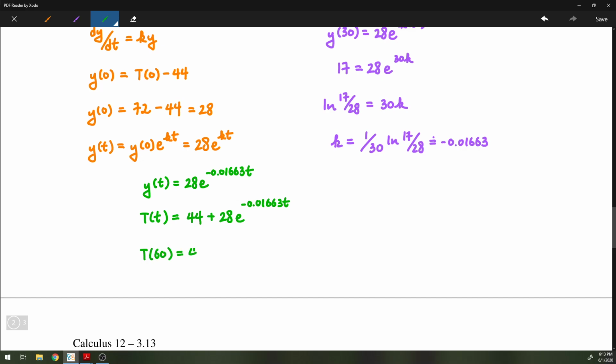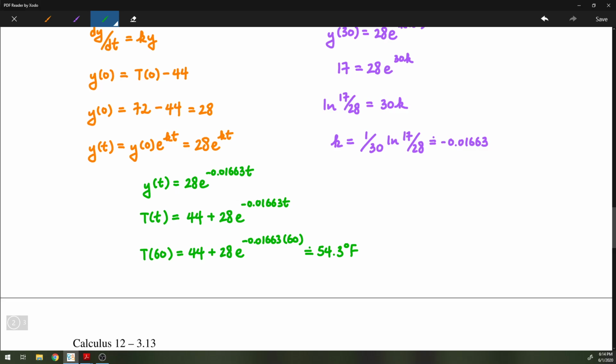Now we can substitute in the time, which is 60 minutes in total. So T of 60 is equal to 44 plus 28 e to the negative 0.01663 times 60. And once again, we're going to use the calculator for this part. That will give us 54.3 degrees Fahrenheit.